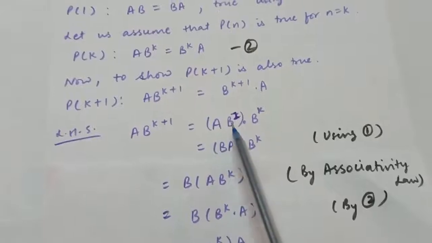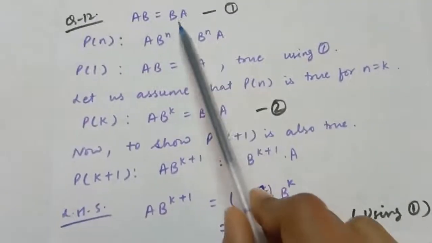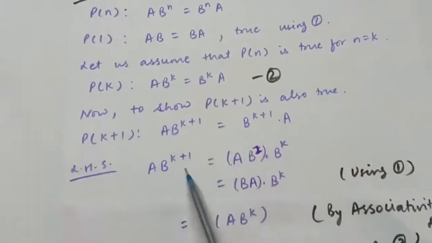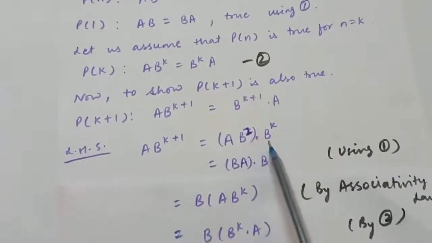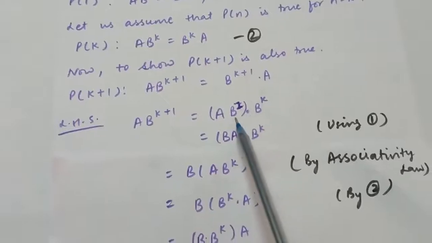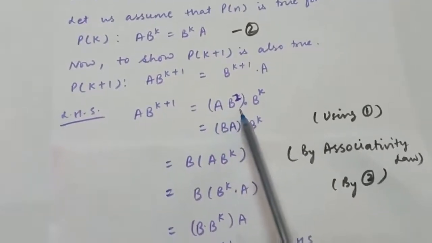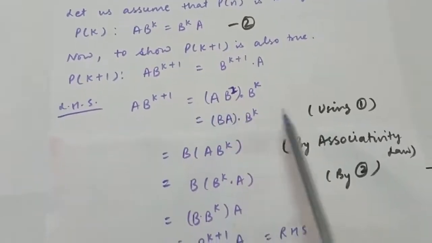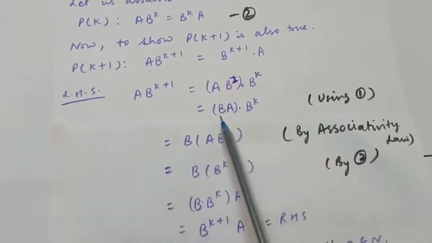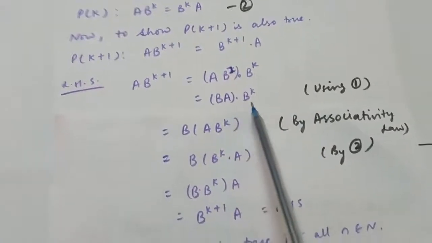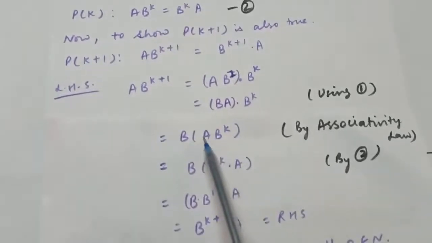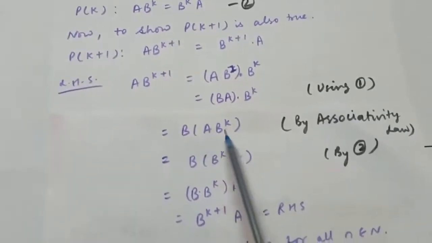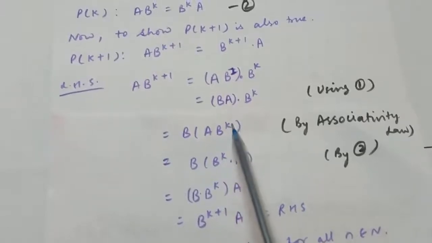Why are we taking this product? Because it is given that AB is equal to BA. Therefore writing B raised to the power k plus 1 as B into B raised to the power k, and then taking these two matrix product. So AB is equal to, by using 1 we can say it is equal to BA into B raised to the power k, which can also be equal to B into A into B raised to the power k by the associative law.